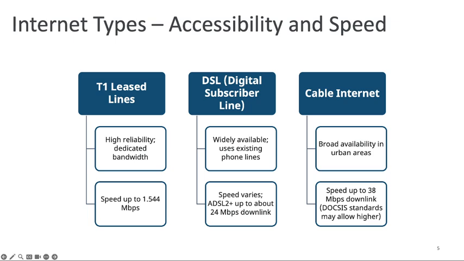A DSL is widely available. It uses existing phone lines with varying distances from a provider. So a DSL line would probably be something like AT&T, and then we have cable internet lines, which are broadly available in some urban areas. It offers a competitive speed, but is potentially affected by bandwidth. But it's still more cost-effective than a T1 line.